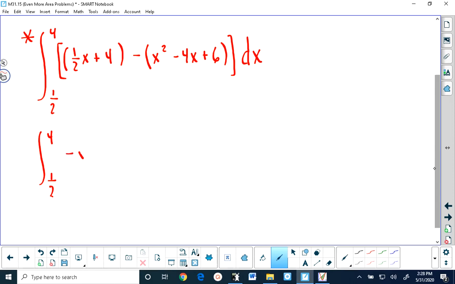I'm going to have a negative x squared. I have 1/2 x minus negative 4x, which is 9/2 x. Then I have 4 minus 6, which is negative 2.